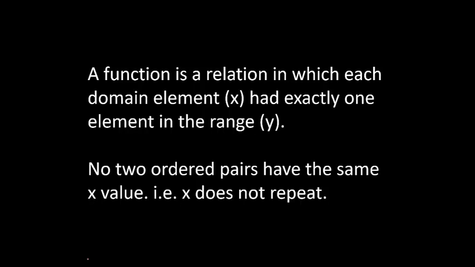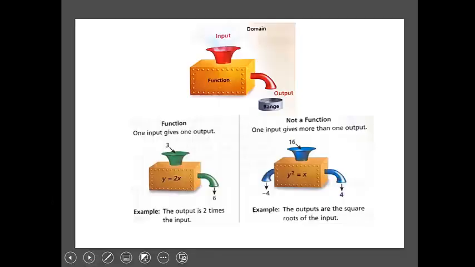When we look at a relation, we can determine whether or not it's a function by looking at all of the x values and making sure that the x value gives only one y value. So if any x value can only give one y value, then it is a function. If you get two y values out of it, then it is not a function. So no two ordered pairs have got the same x value. In other words, the x value does not repeat.